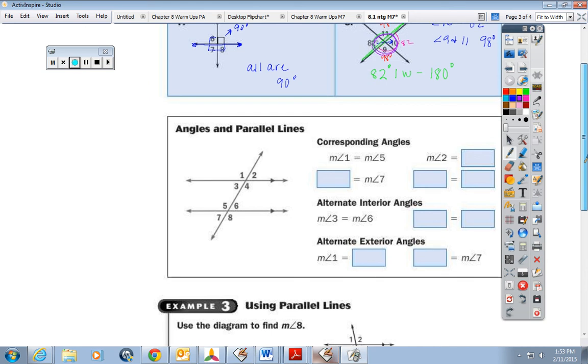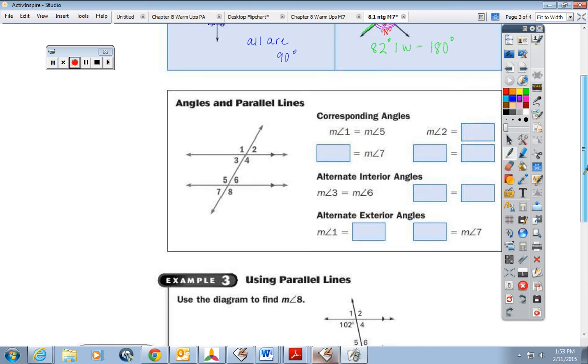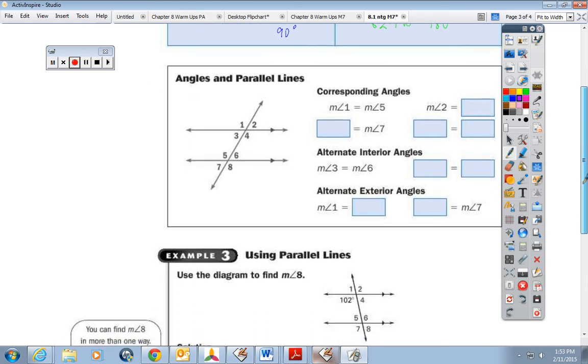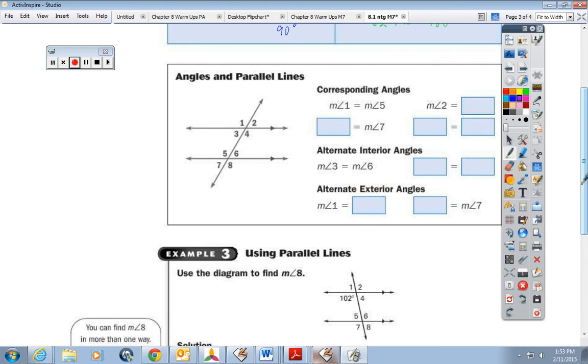We're kind of doing the same thing that we were before. We're kind of stating what we already know. Okay, so if you look, angle 1 is going to correspond to angle 5. So angle 1 and angle 5 are equal. That makes angle 2 and angle 6 equal. Angle 3 and angle 7, angle 4 and angle 8. So it's just kind of a matching game.